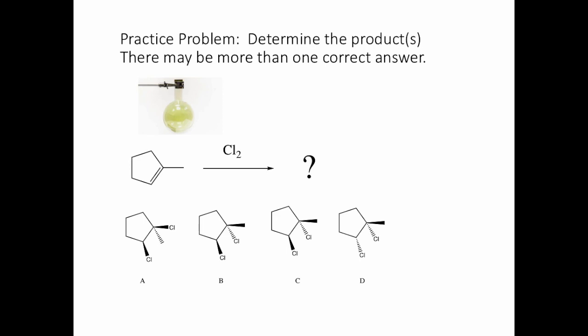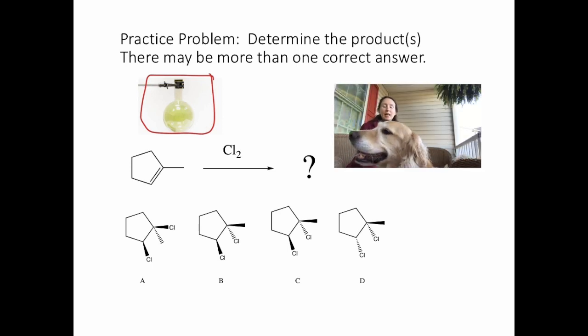Here's a picture of chlorine gas in a flask. If you reacted chlorine with this alkene, what product or products would you get? There may be more than one correct answer. So in this reaction, first ask yourself, are you going to form a cis product or a trans product? And then ask yourself if you will form enantiomers or diastereomers.